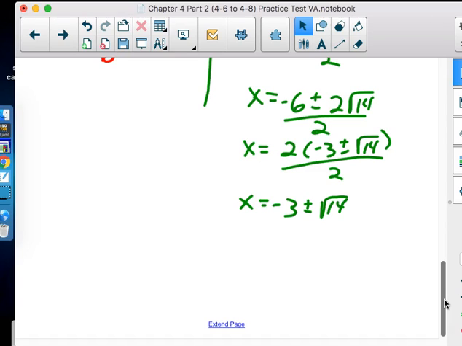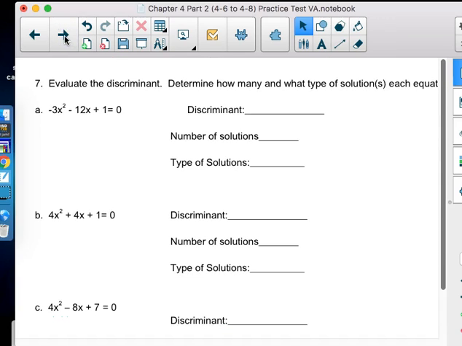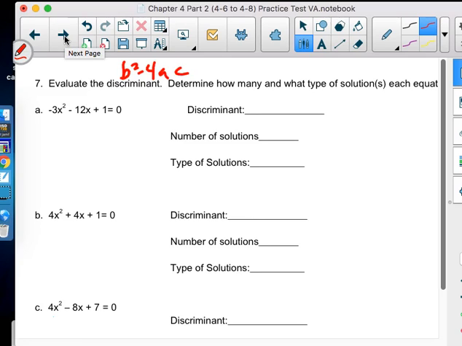Evaluate the discriminant. Cedarholm, you said we already had all the formulas memorized. You do. X equals negative b plus or minus square root b squared minus... Oh, it's b squared minus 4ac. That's the discriminant. Don't put the square root thing on it. The discriminant is b squared minus 4ac. So evaluate the discriminant and then tell how many and what type they're going to be.